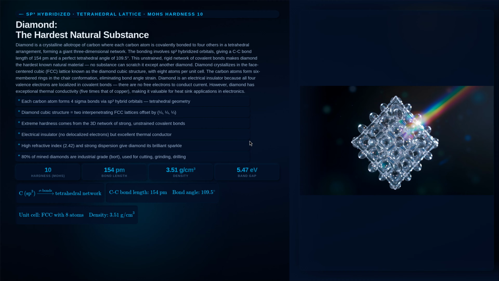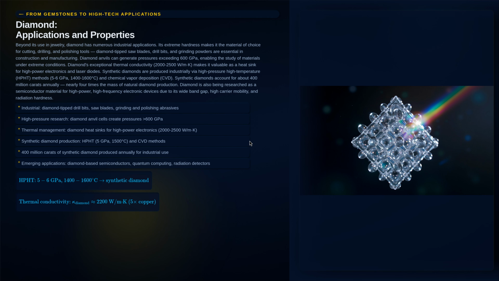Because all 4 valence electrons are locked into covalent bonds, diamond does not conduct electricity. It is, however, an exceptional thermal conductor, 5 times better than copper. Beyond jewelry, diamond has remarkable industrial applications. Its hardness makes it essential for cutting, drilling, and polishing tools. Diamond-tipped saw blades and drill bits are used throughout construction and manufacturing.